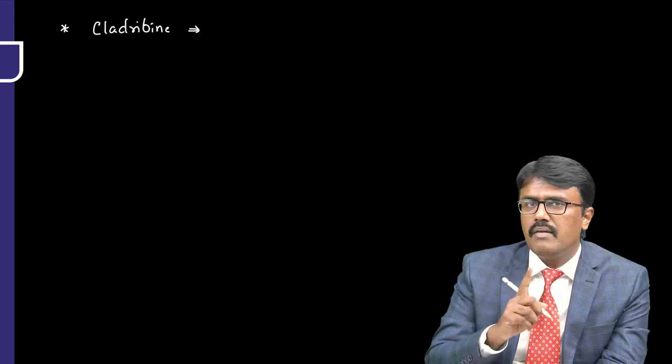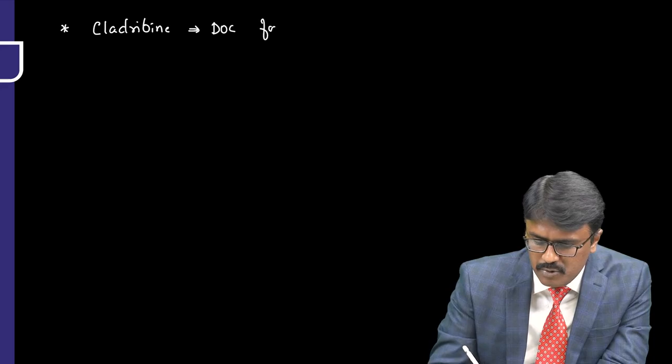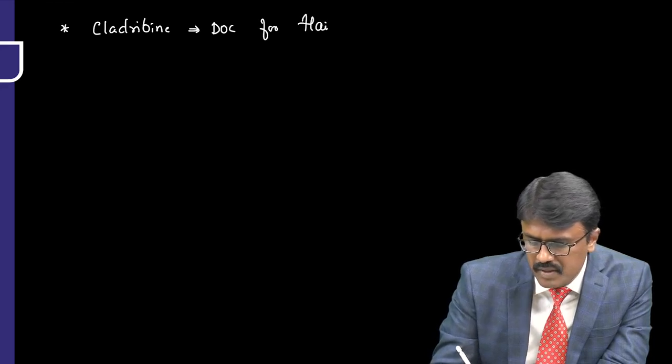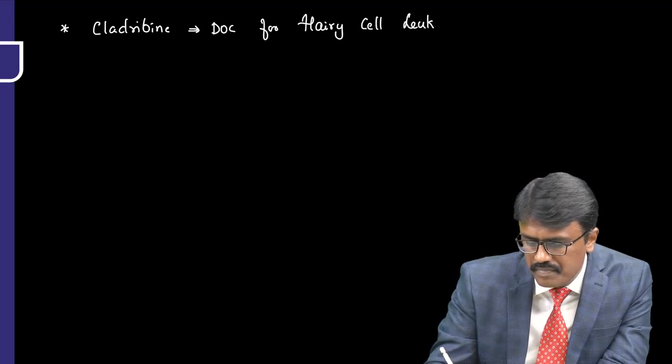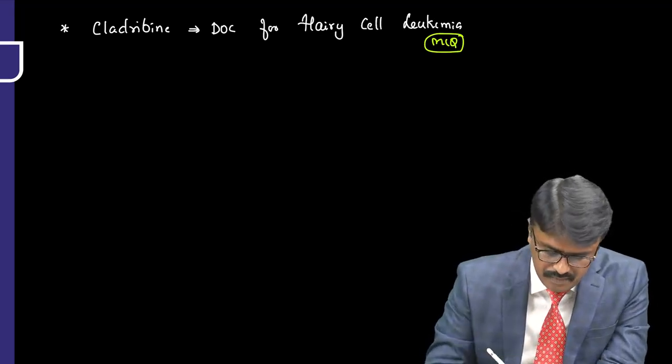Now, cladribine, very commonly asked as a drug of choice for a condition called hairy cell leukemia. So this is the one which you have to mark in your books. Cladribine is a drug of choice. Hairy cell leukemia, repeatedly asked question in your exam.